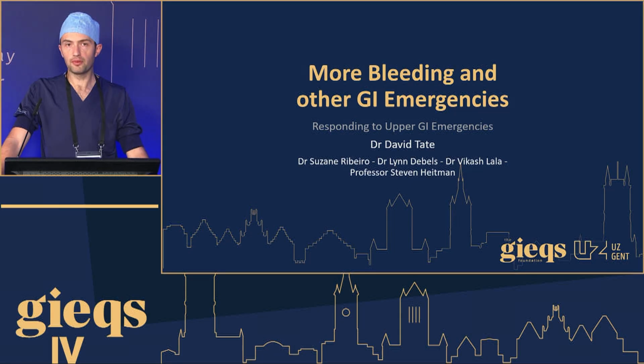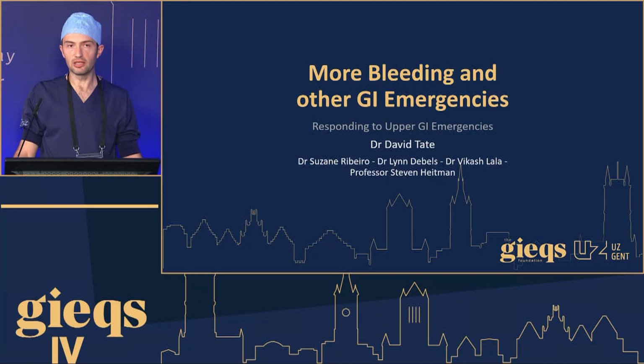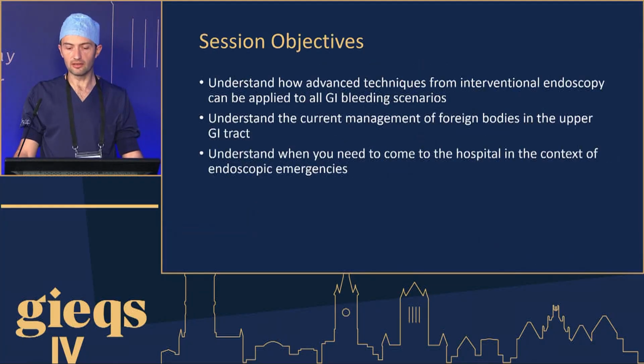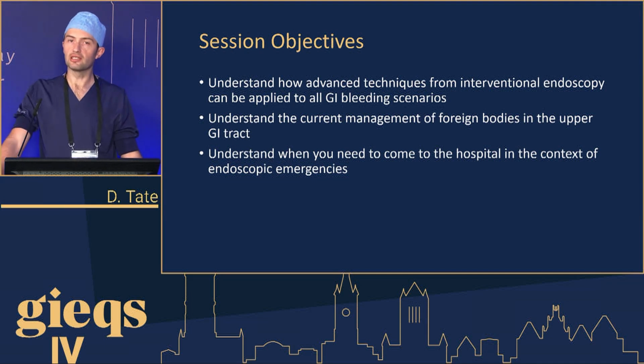And I promised in the last session that we would tell you exactly how to really nail the blood vessel, the causative lesion in upper GI bleeding. And that's what this session is about, as well as some other GI emergencies. And we'll have a nice live case performed by Lobke de Zomer and Stephen Heitman. Session objectives are to understand how advanced techniques from interventional endoscopy space can be applied to all GI bleeding scenarios.